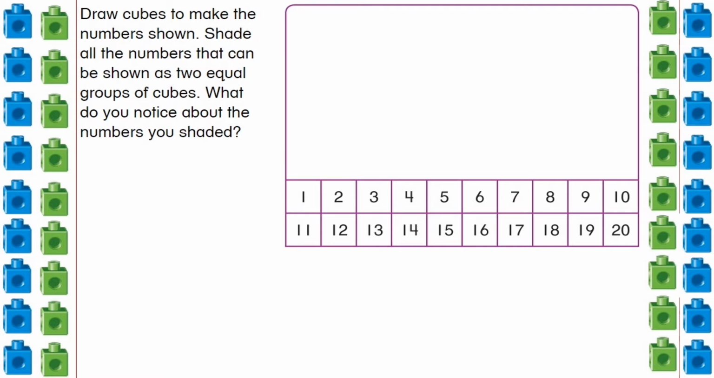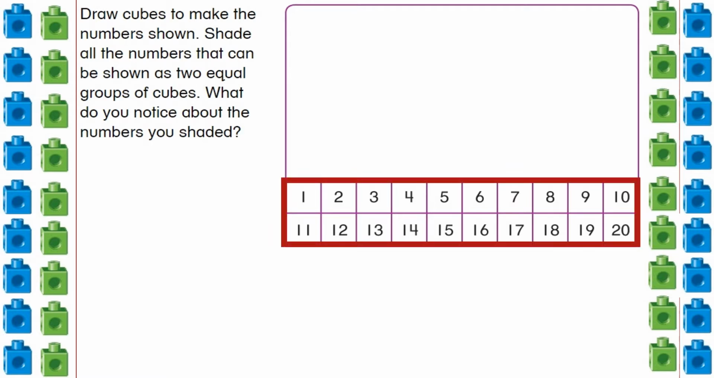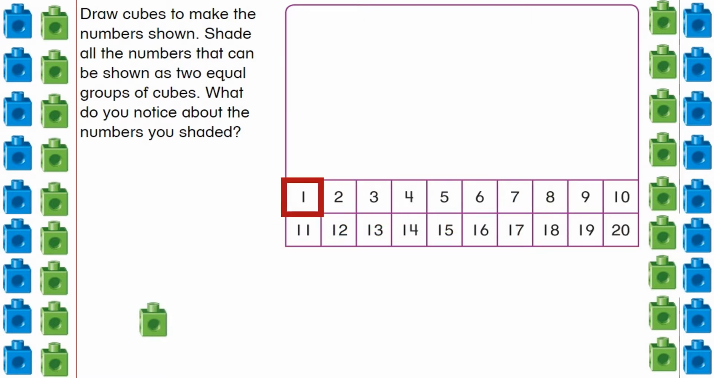So it says here, draw cubes to make the numbers shown. Shade all of the numbers that can be shown as two equal groups of cubes. What do you notice about the numbers you shaded? Okay, let's see. So we're looking at these numbers 1 to 20, and I'm going to show one cube. Okay, I see one green cube, and I've got a box around the number 1. Nothing special happening yet.